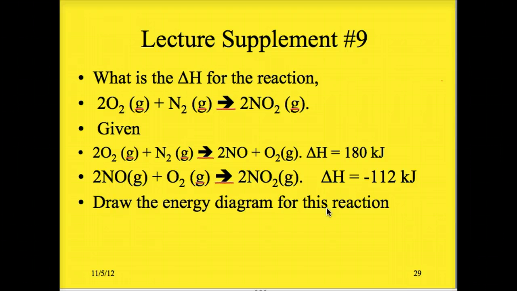I really don't want to spend too much time on these guidelines. Let's start doing a couple problems here. I'm looking for the delta H of this reaction, and I don't have any value. What is the delta H? I don't know. But I'm given these two other reactions that do exist with their delta H's.